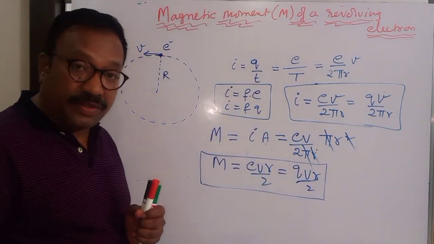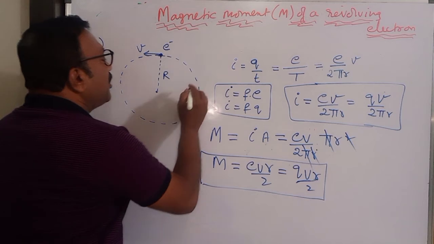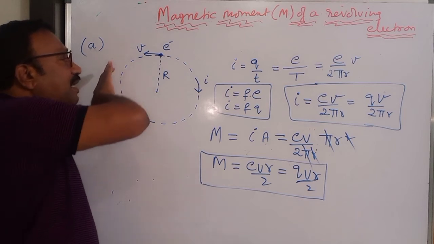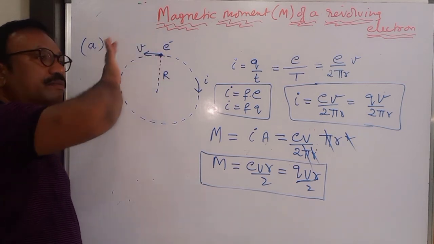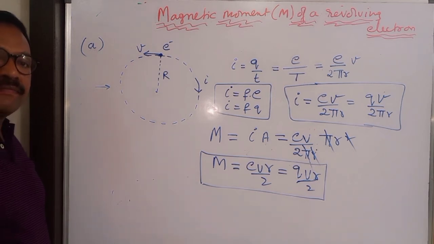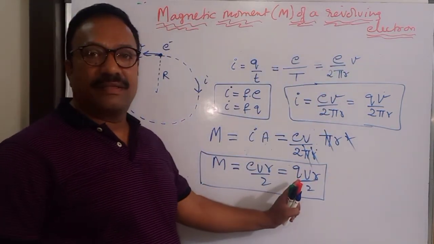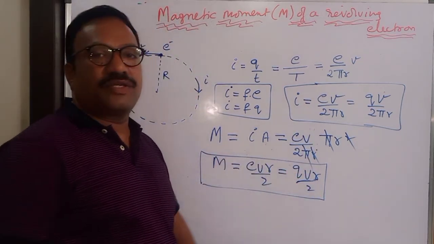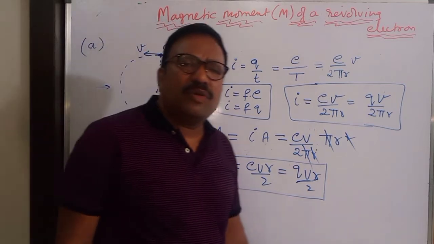Now I want the direction. If the electron is revolving like this, you take the current opposite to the direction of the electron. Remember always, the direction of positive charge is required here. So the imaginary current is like this, opposite to the electron. Then you use the right hand thumb rule now. So the magnetic moment is inward. So I can give the direction also for this. Therefore, the magnetic moment of a revolving electron is given by this. For another charged particle it is given by this, where V is the velocity, R is the radius, and E is the charge of the electron.